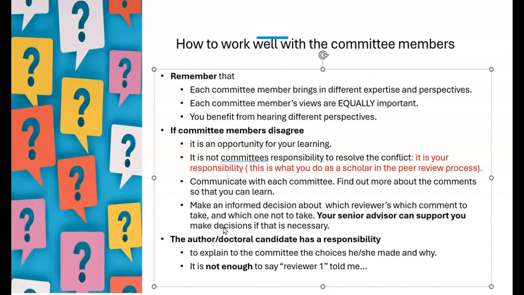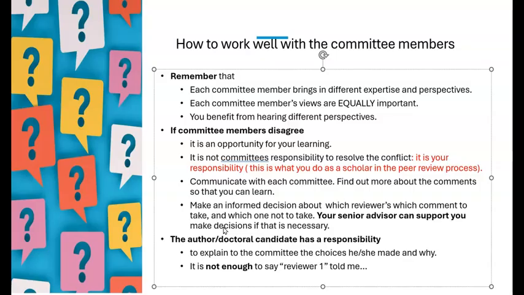I talked very briefly about the case when committee members disagree. Please, when you face conflicting views suggested by different committee members, I would like you to see that as an opportunity for you to learn. I also want you to remember it is not the committee members' or chair's responsibility to resolve that conflict.